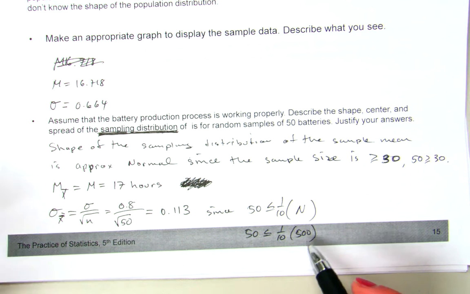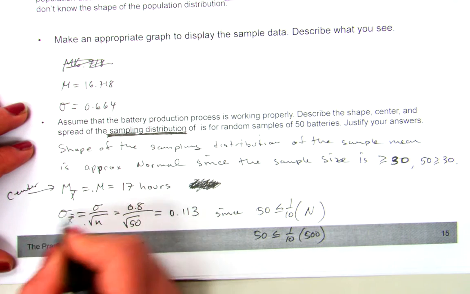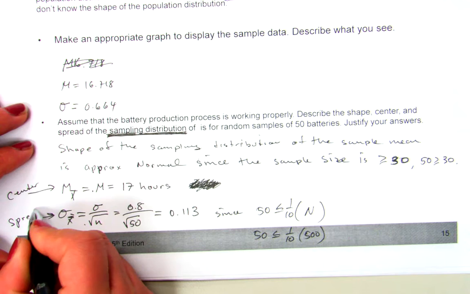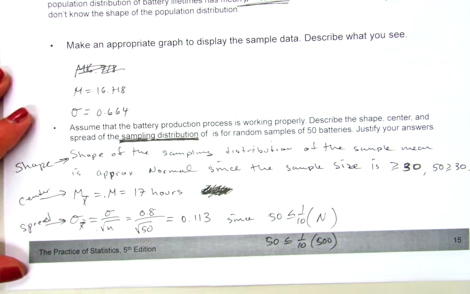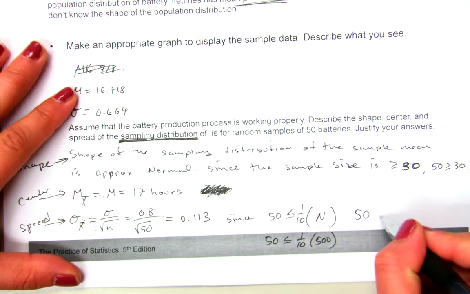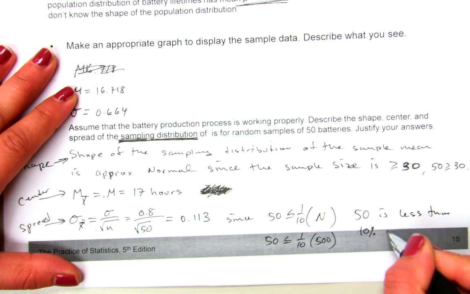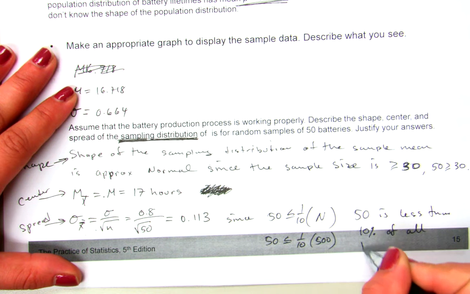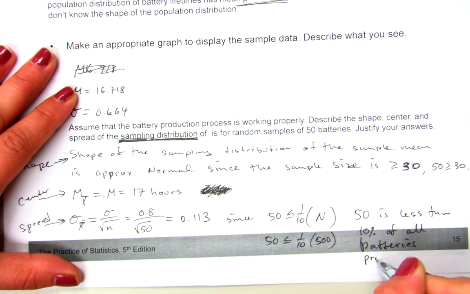Describe the shape. Here's a shape. There's a center. Here's the spread, and then your shape. Sorry, I'm not being very organized today. 50 is less than, what does it say? 50 is less than 10% of all batteries produced. Okay.